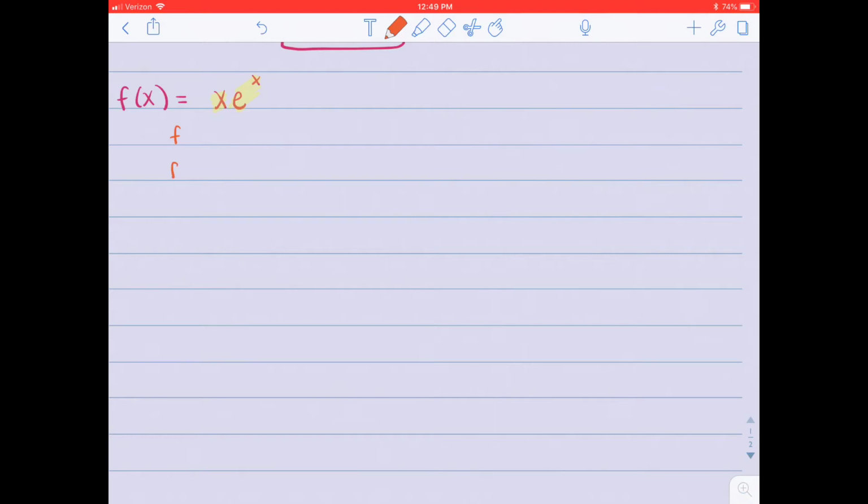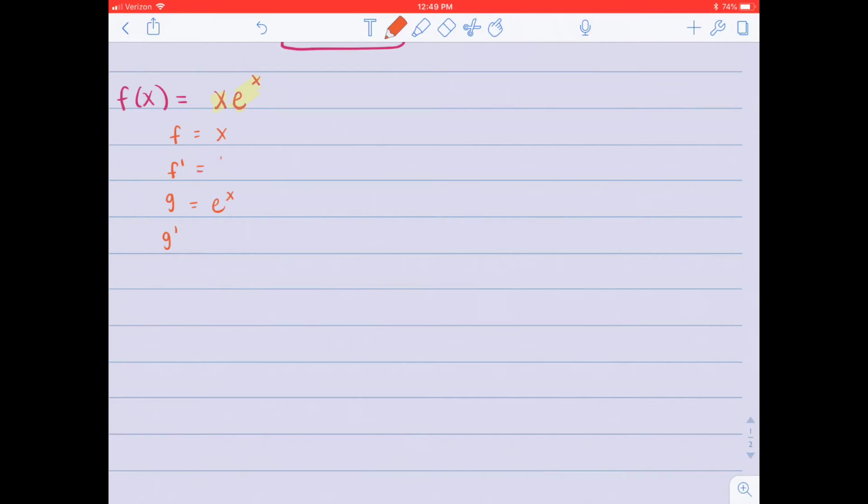Continuing on, let's look at something like the function x e to the x. So again, this is going to be product rule because I have two things that are being multiplied together. The x is being multiplied by the e to the x. So I need to think about, okay, what is my f, what is my f prime, what is my g, and what is my g prime? So my f is x, and my g is e to the x.